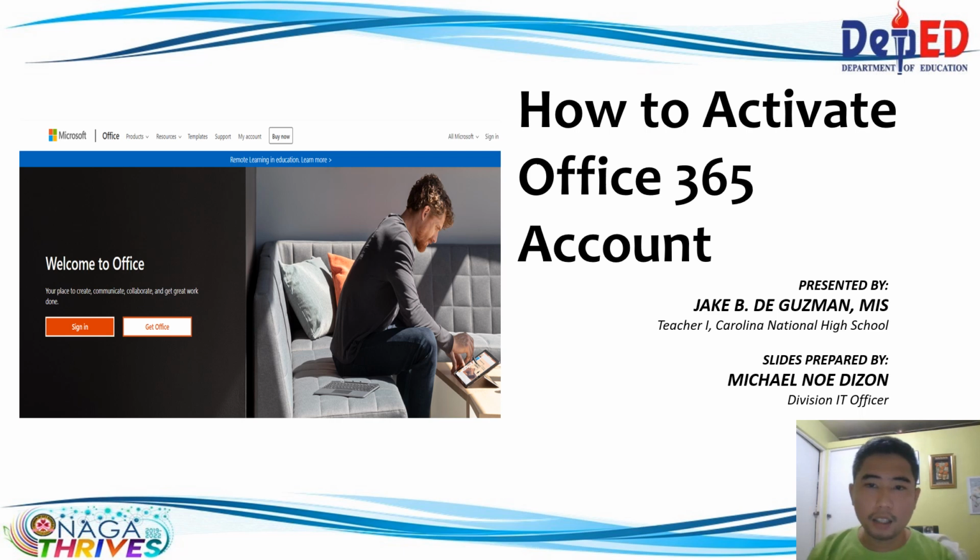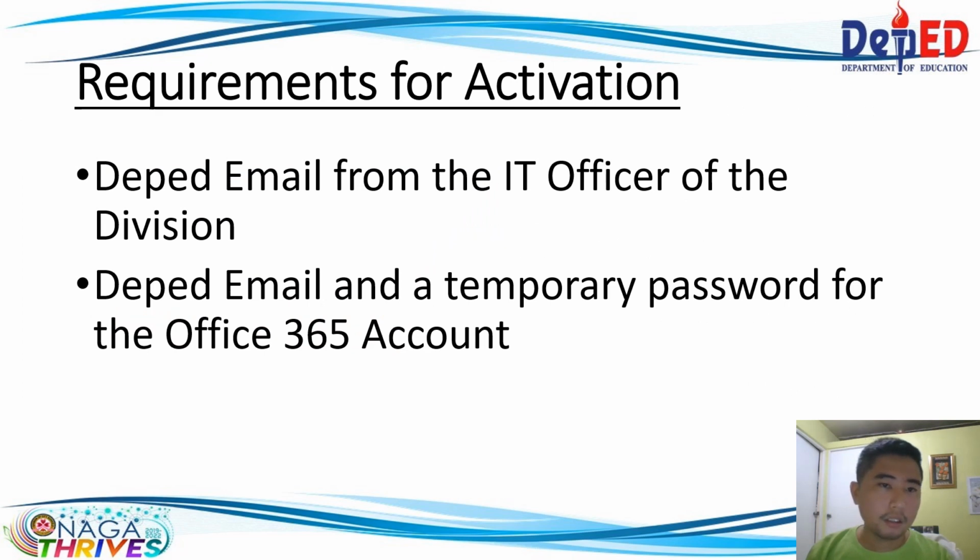Okay, so how do we activate the Office 365 account? So first, you need to have the requirements for activation. Number one, you need to have the DepEd email released by the IT officer of the division. And number two, you need to have the DepEd email and the temporary password for the Office 365 account. Also, you can acquire this by asking the IT officer of the division.